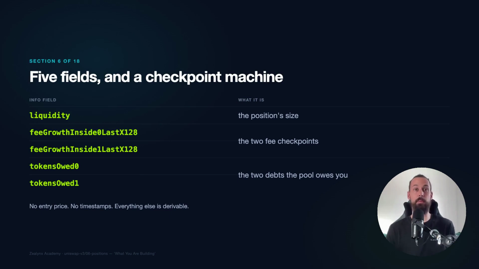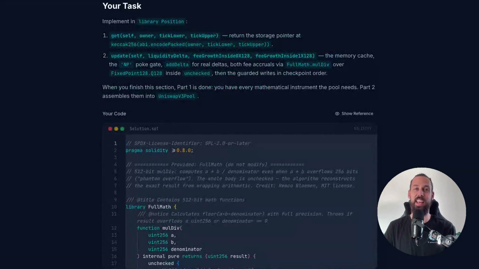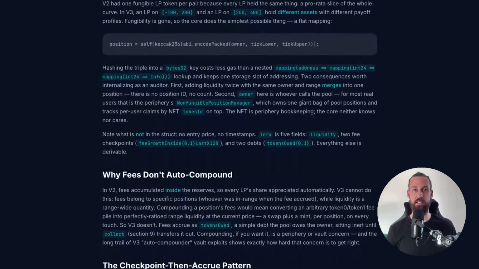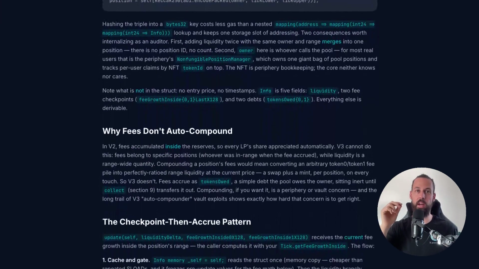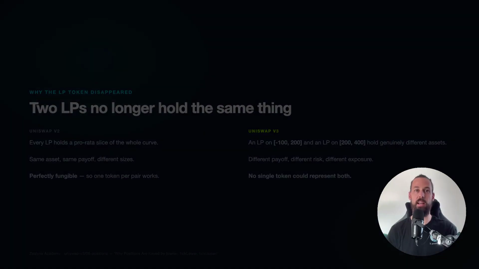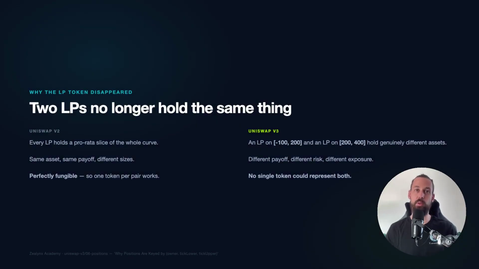Because fungibility disappeared first. In V2, every liquidity provider held the same thing, a pro rata slice of the whole curve. Same asset, same payoff, different sizes, perfectly fungible, so one token per pair works. In V3, an LP on the range -100 to 200 and an LP on 200 to 400 hold genuinely different assets, different payoffs, different risk, different exposure. There's no single token that could represent both, so the core does the simplest possible thing.